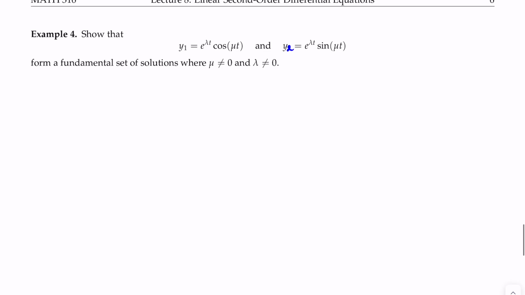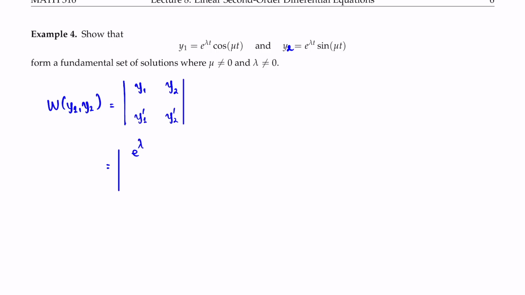Alright, so let's do example 4. Again, you have two functions, y1 and y2, and you want to show that they form a fundamental set of solutions where mu is different from 0 and lambda is also different from 0. This indicates that you want to find the Wronskian of these two functions. So again, the Wronskian formula is going to be the determinant of y1, y2, y1 prime, y2 prime, where y1 is equal to e to the lambda t times cosine of mu t.